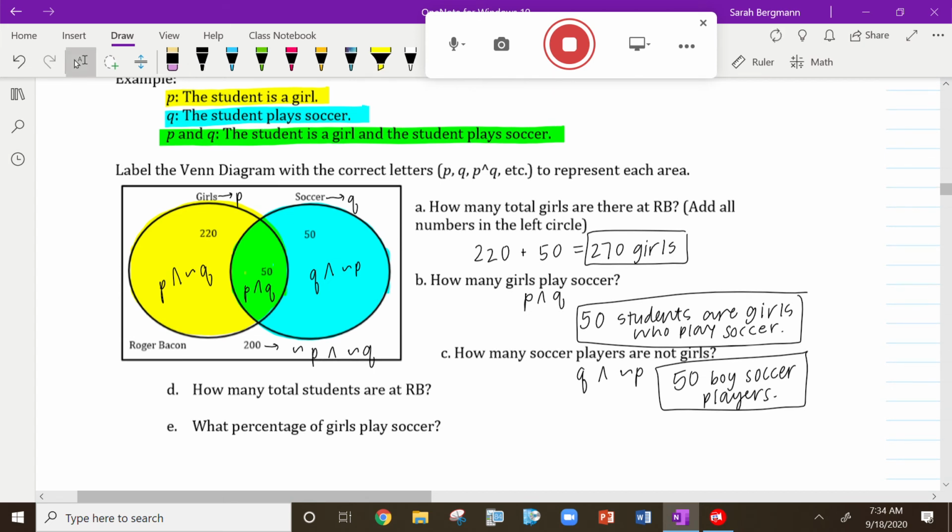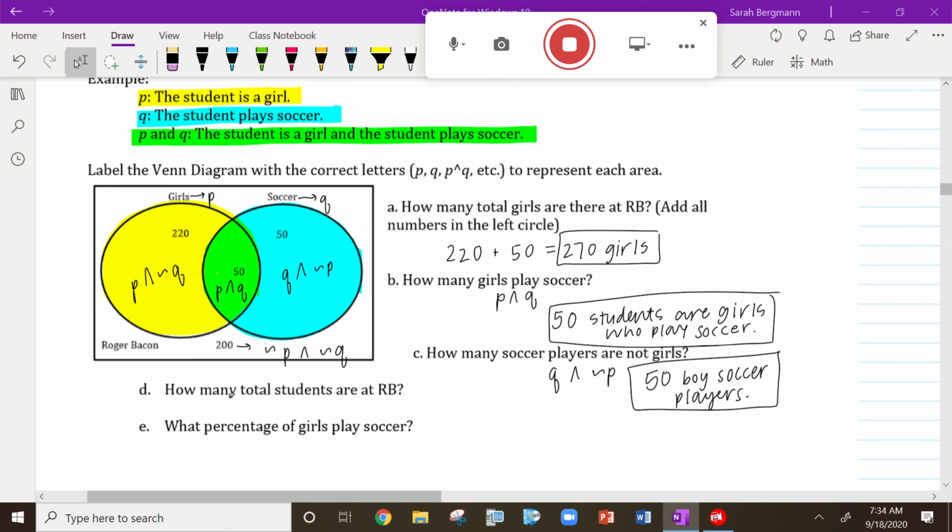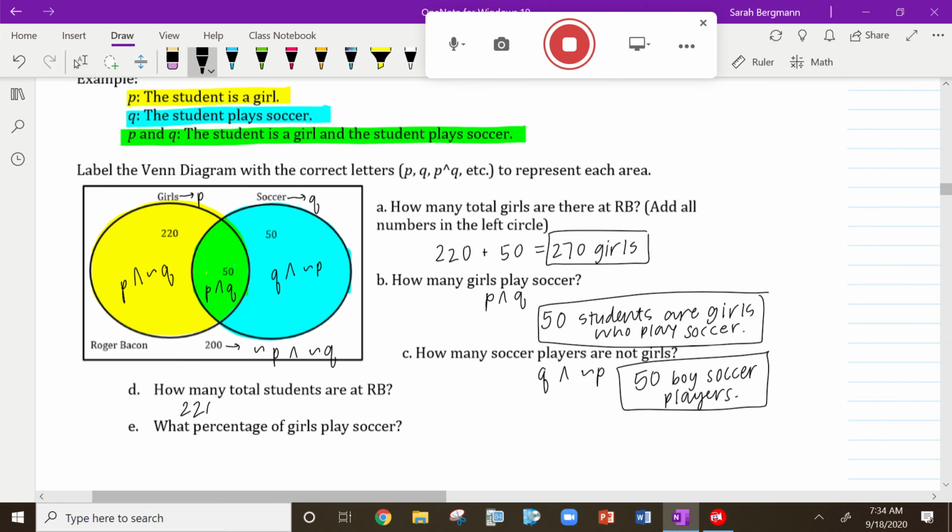Next, how many total students are at Roger Bacon? For this we need to add up all the numbers that we see. So we have 220 girls that don't play soccer, plus 50 girls that play soccer, plus 50 other soccer players, plus 200 more kids that don't play soccer and they're not a girl. So let's add these all together. Let's see, we get 420, 520. So 520 students total.